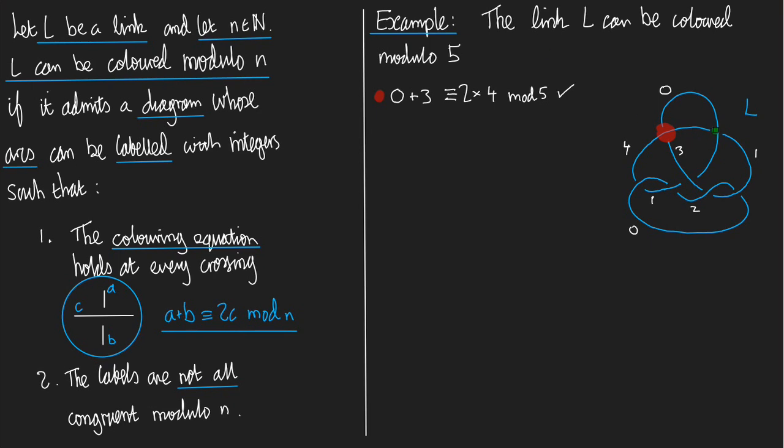Let's check another crossing here. What does the colouring equation say? It says that A plus B should be congruent to 2C. So what's A? A is a label of one of the arcs that comes and passes under the crossing. Let's say it's the label of this one. Well, what is the label on this arc here? I can't see it, but it's there. It's round here, 4. You see the arc goes through this red crossing and meets the green crossing. So the label here is 4.